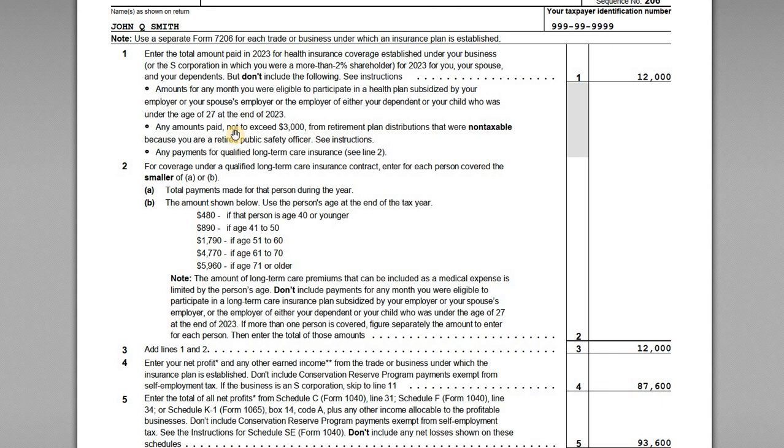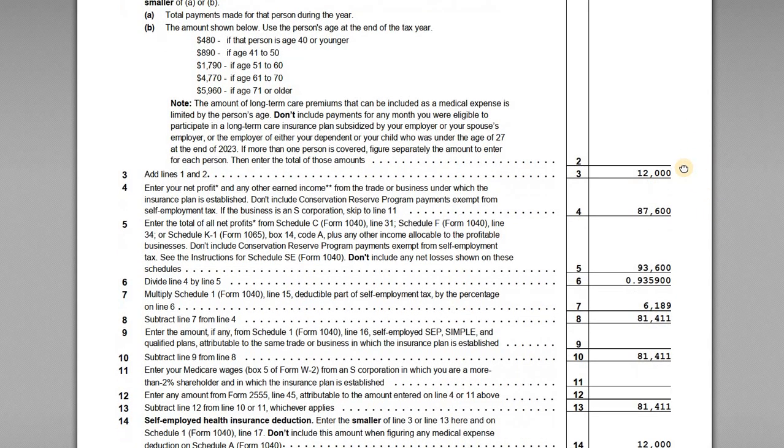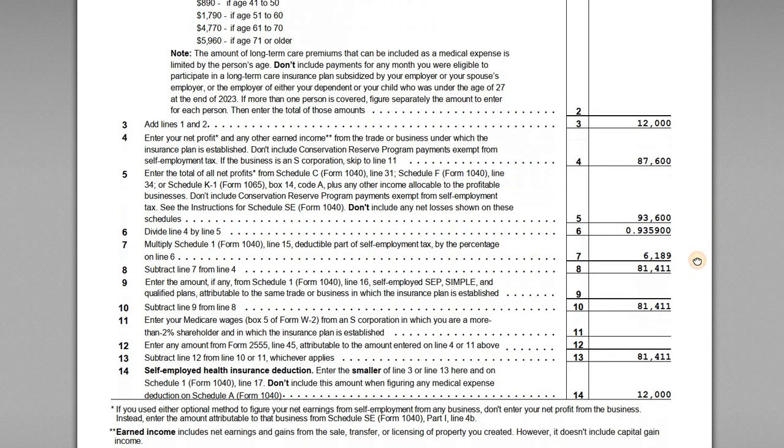And they do have some notes here about any adjustments that you might have to make, what's not included. Right, so we didn't have any payments for qualified long-term care insurance, right? This is just health insurance of $12,000. All right, so assuming no adjustments there on line 2, we just have the same $12,000 figure there on line 3.